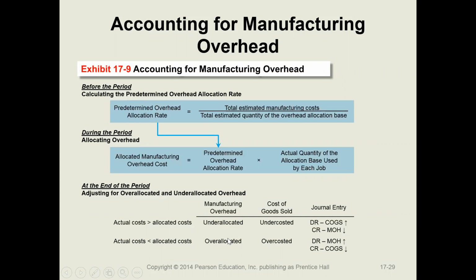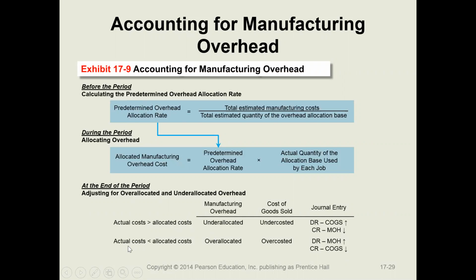Okay, so what we do at the end of the period then is offset the manufacturing overhead, and we reduce or credit our cost of goods sold. So basically what's happening is if the actual costs are more than what we charged to jobs or to customers, then we reduce our profits by that amount.